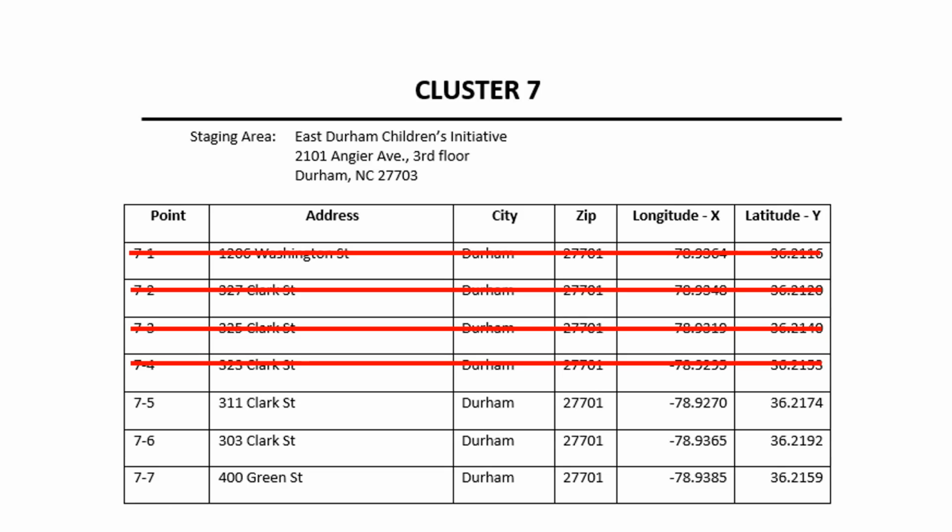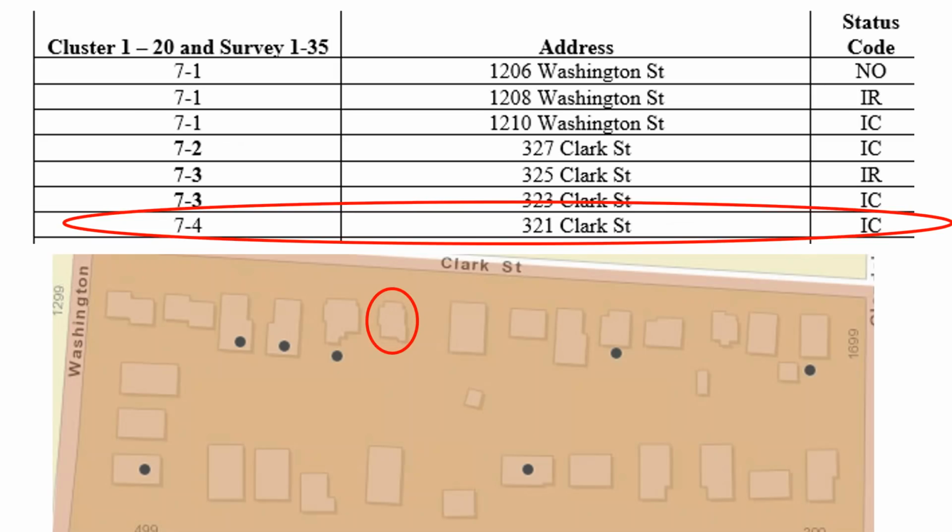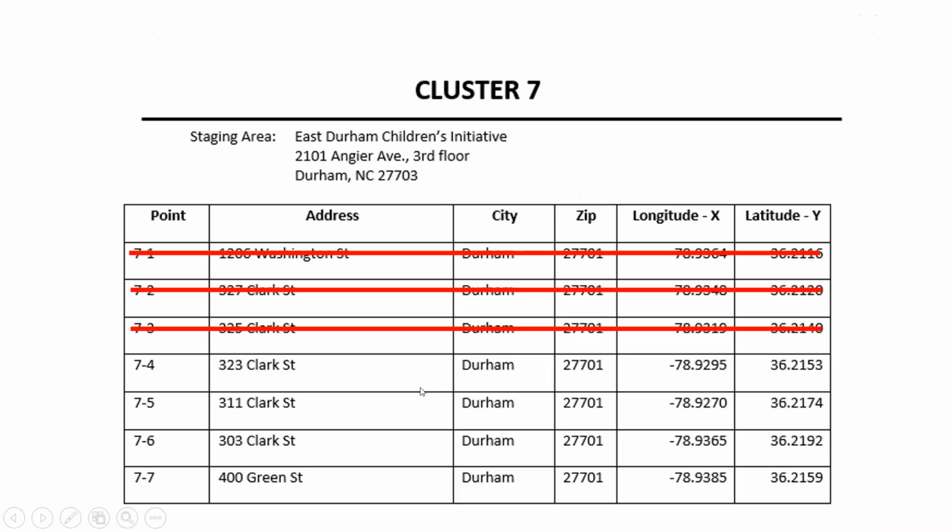But the thing that you want to remember is that when we're going to these areas, you go to the assigned address. If they don't answer or they don't want to participate or they're not eligible, go to the next closest house and keep going to the next closest house until you complete an interview. And that's the address that you'll list for that particular point number. If that's still confusing, I can explain more in person on the day that you survey.